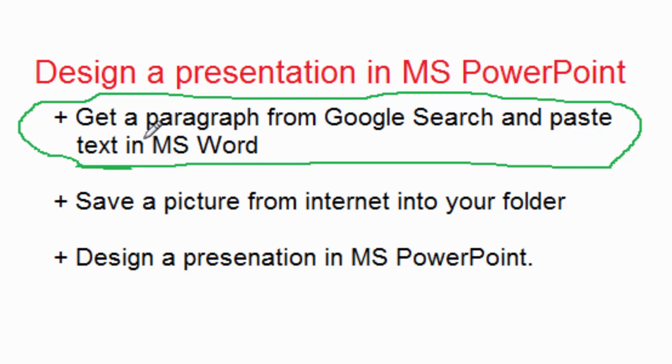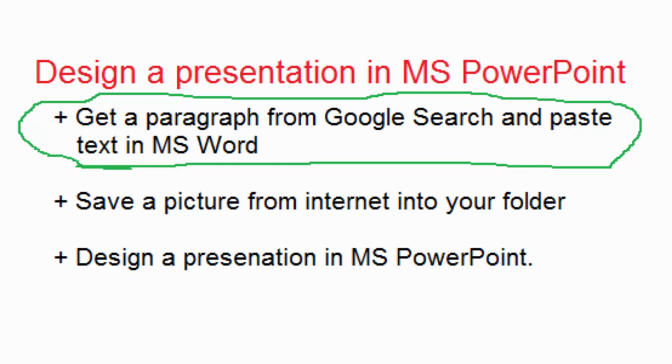So what I prefer is to open MS Word, then I go to the internet, look for paragraphs about what I want to search. In this case, I want to design a presentation about the most famous cities in the world. And I have already gone to the internet, read something about these cities, and copied the paragraphs about them into MS Word. And I saved that document, which I will show you later on.